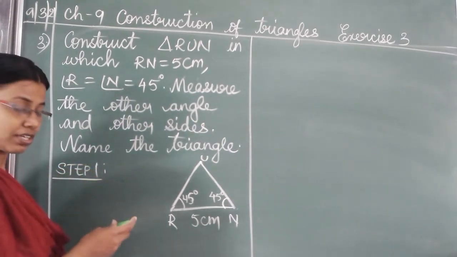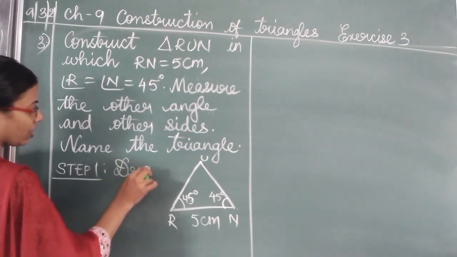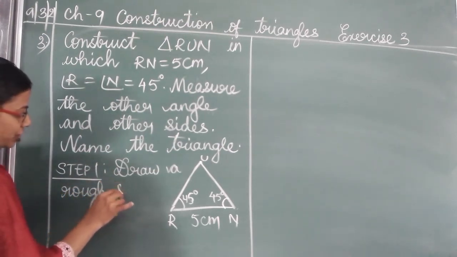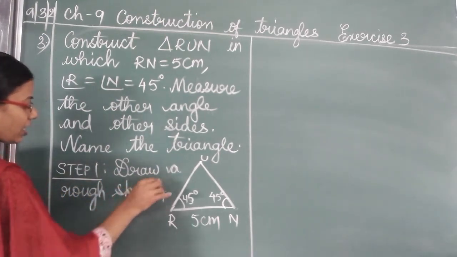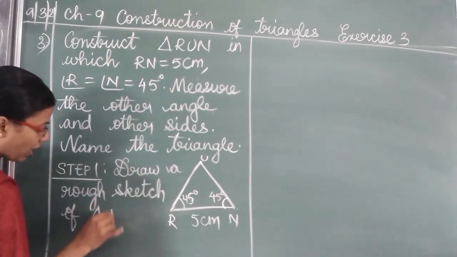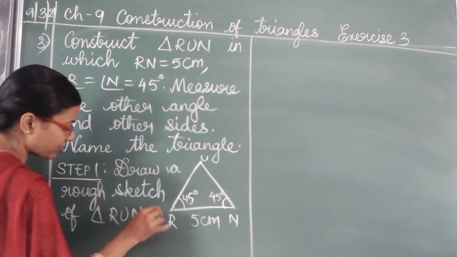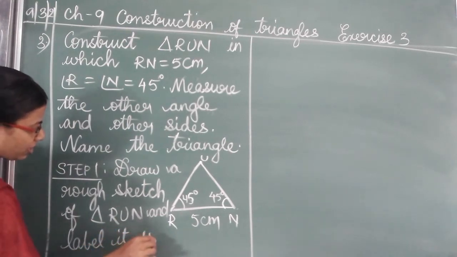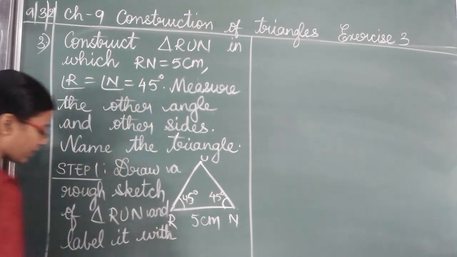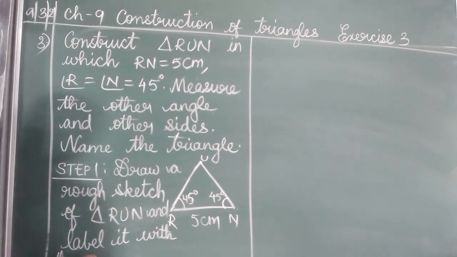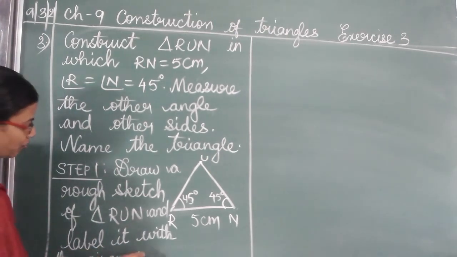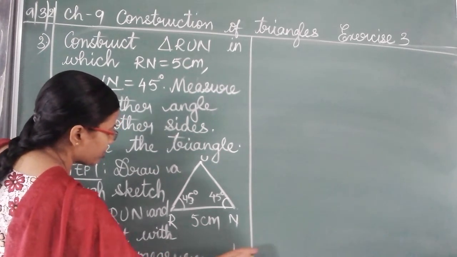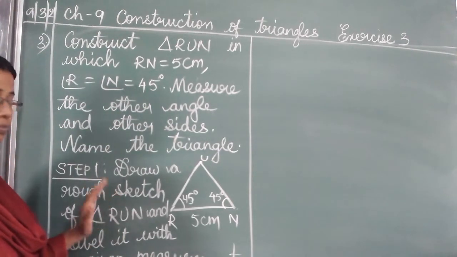Step 1 is draw a rough sketch of triangle RUN and label it with the given measurements. So what is the first step we have to do? That is, first step is completed.